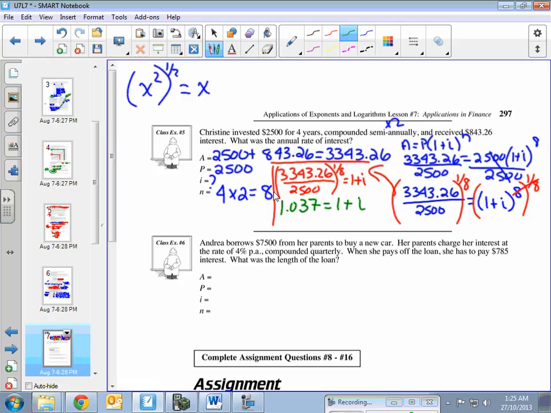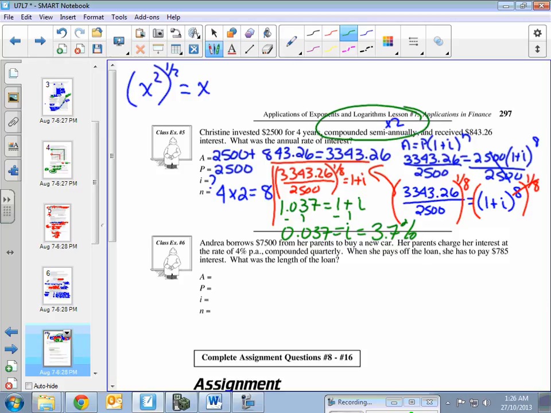I can subtract 1 from both sides. So 0.037 is equal to i. Okay, the biggest thing about your i being different when it's semi-annually, your interest rate right here, we could just say 3.7%. This is per compounding period, okay? How many compounding periods are there per year? There are 2, okay? So it's compounded semi-annually.